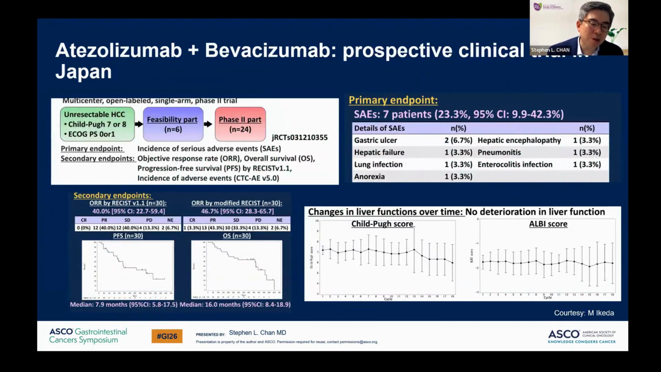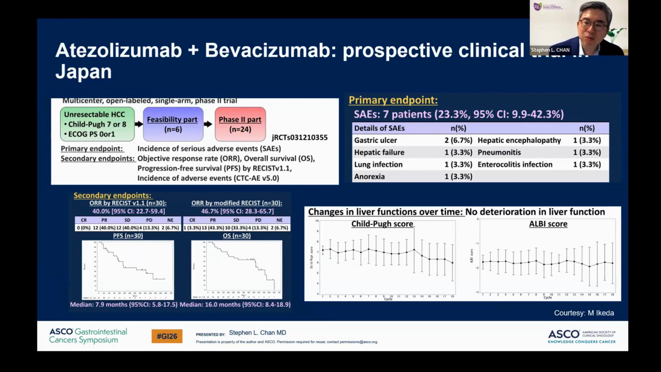The third study comes from our Japanese colleagues. You can see that it's a prospective clinical trial, but only in Japanese populations. So I won't bore you with details. They only select the patients with Child-Pugh 7 or 8, ECOG 0 or 1. The endpoint is incidence of serious AE because they're concerned about the bleeding. So what they found is that they only have 7 patients with SAE, which means 23.3%.